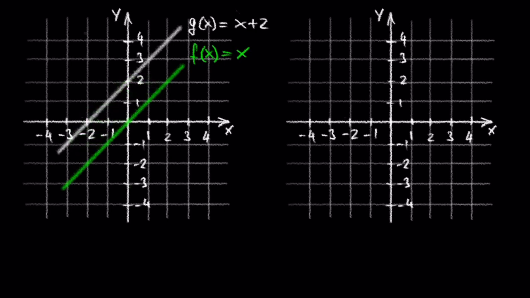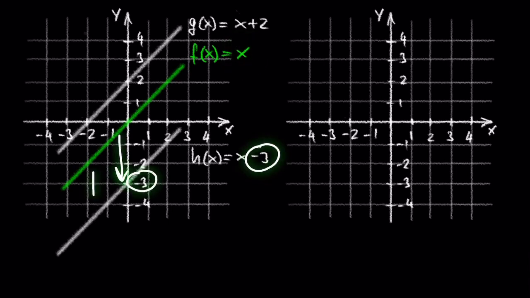If we want to shift the graph, for example, 3 units down, we subtract 3 from the function notation. So the function is going to be h of x equals x minus 3 instead of just x. We see that the graph is also shifted 3 units to the right.